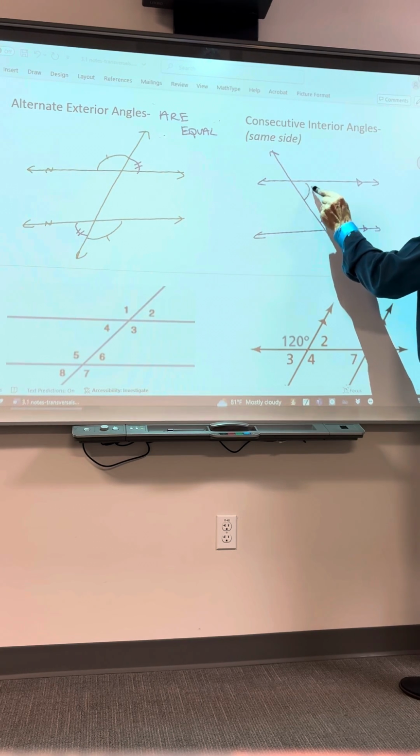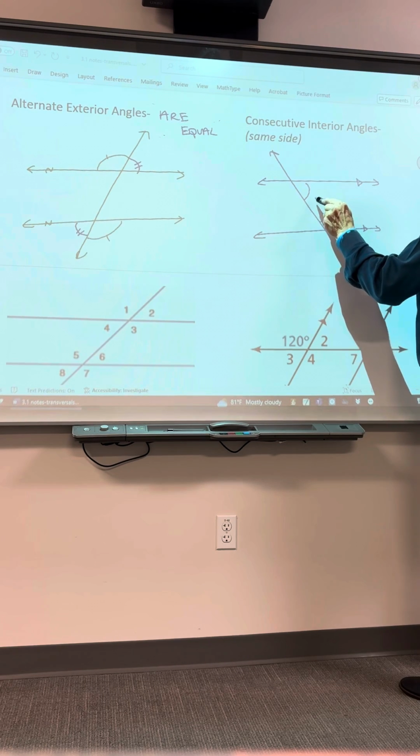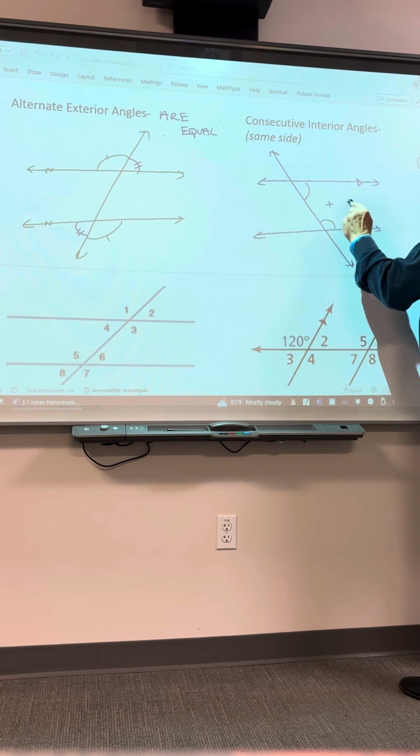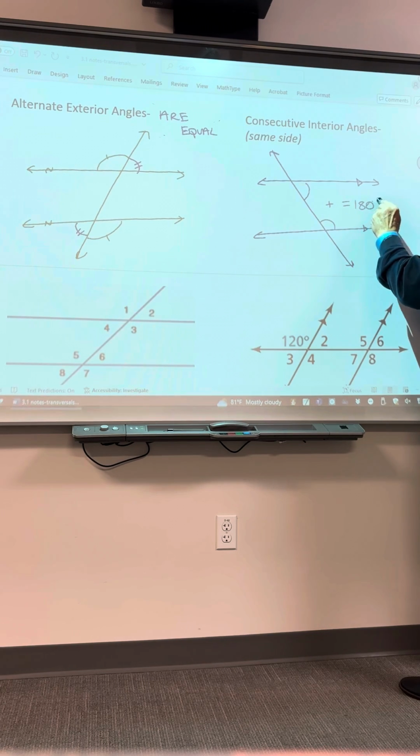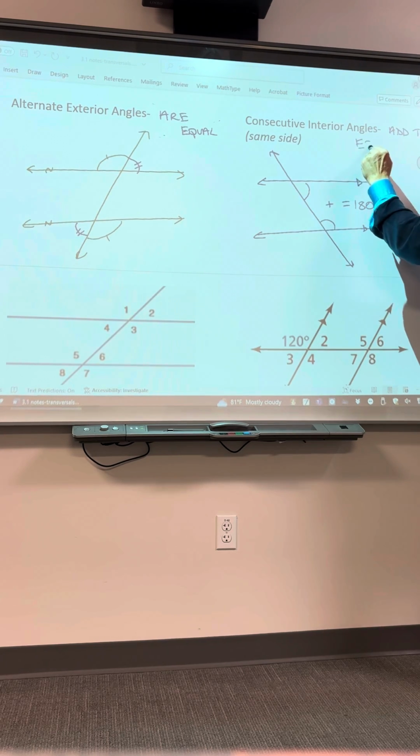So if you notice, one's acute and one's obtuse. Together, these two angles will add to equal 180. So they add to equal 180.